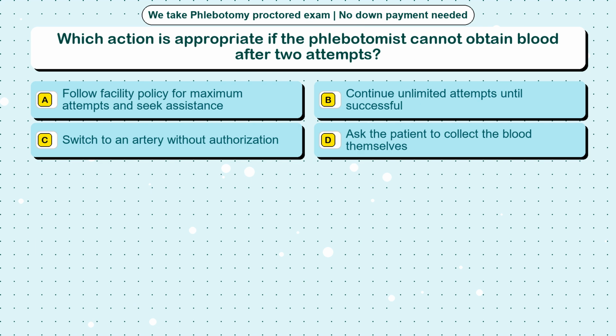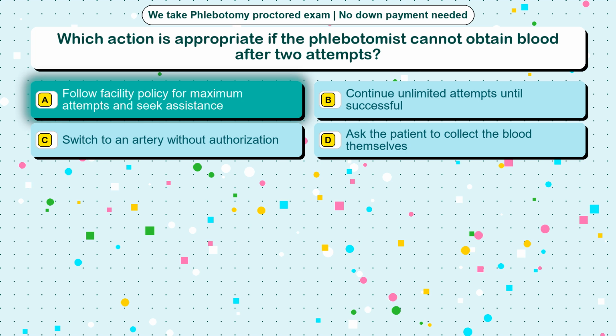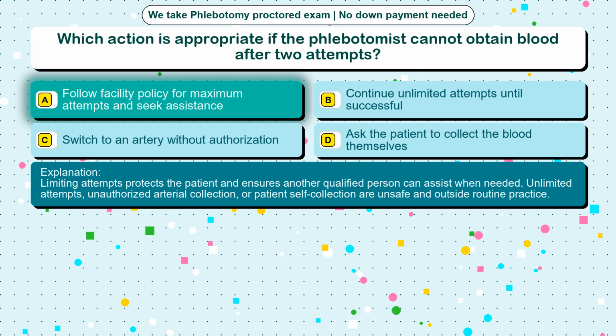Question 67. Which action is appropriate if the phlebotomist cannot obtain blood after 2 attempts? Option A. Follow facility policy for maximum attempts and seek assistance. Option B. Continue unlimited attempts until successful. Option C. Switch to an artery without authorization. Option D. Ask the patient to collect the blood themselves. The correct answer is option A. Follow facility policy for maximum attempts and seek assistance. Limiting attempts protects the patient and ensures another qualified person can assist when needed. Unlimited attempts, unauthorized arterial collection, or patient self-collection are unsafe and outside routine practice.